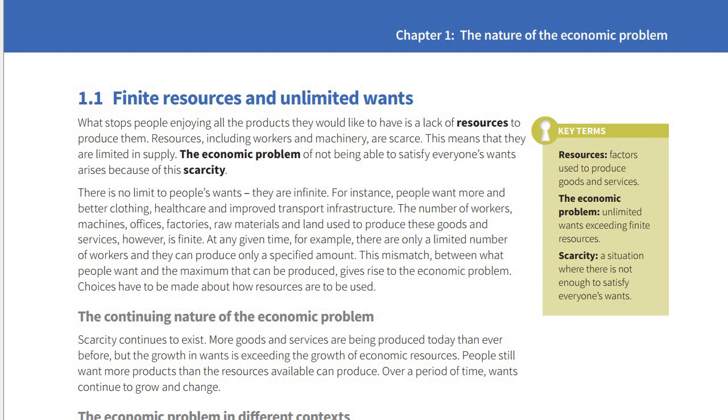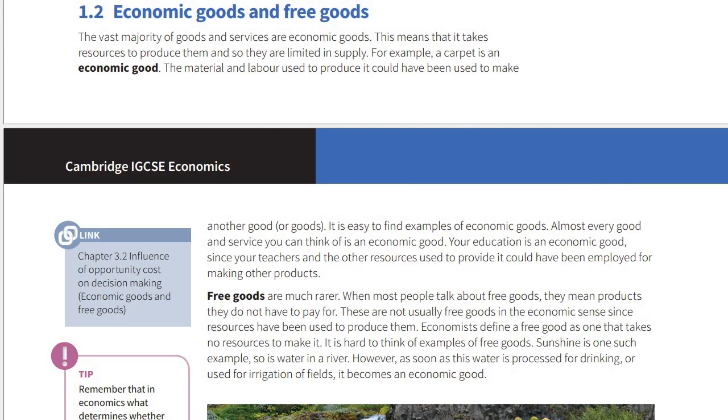How do we satisfy the unlimited wants that everyone has with a limited amount of resources? This results in scarcity. Scarcity means that there is simply not enough resources to meet everyone's wants. Now, the next thing we're going to cover is the definition of economic goods and free goods.